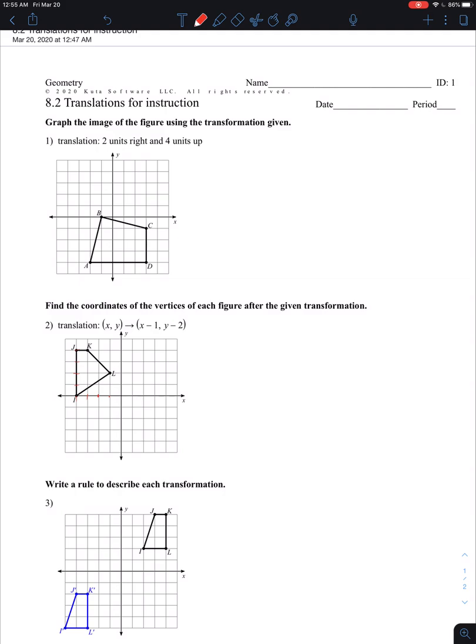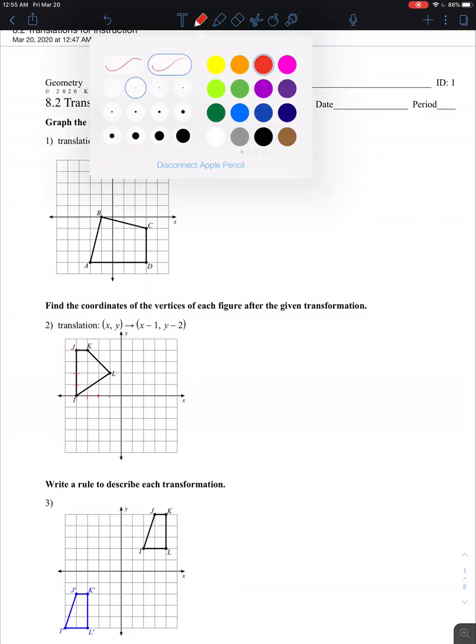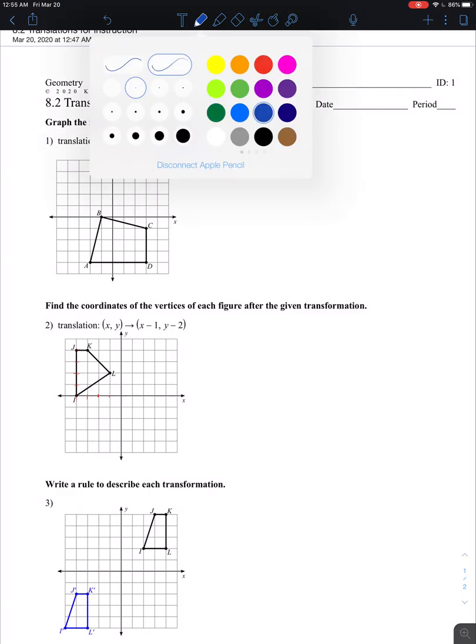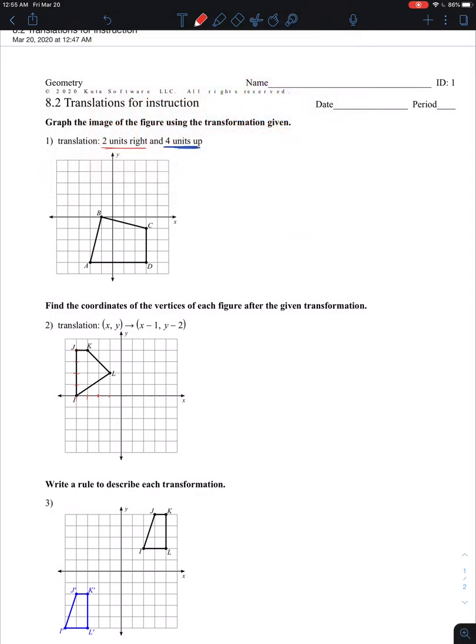Here we have number 1 under graph the image of the figure using the transformation given. So we're given a transformation rule. I'll do this in red, and I'll do this in blue. Okay? And what it's telling us is obviously each one of these vertices, A, B, C, and D, are going to be shifted 2 units to the right and 4 units up.